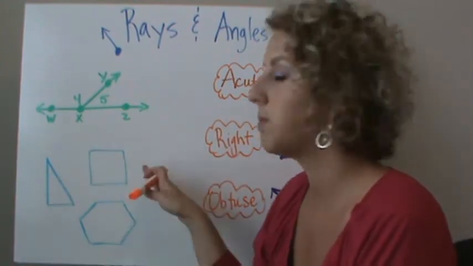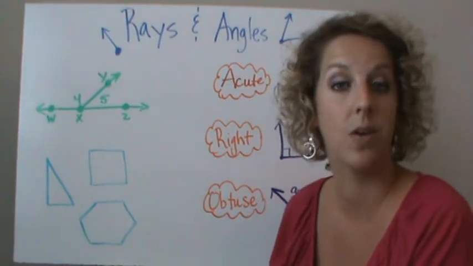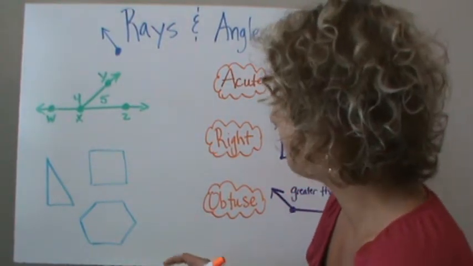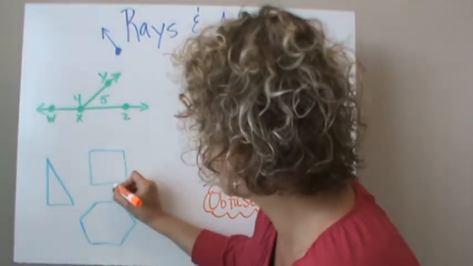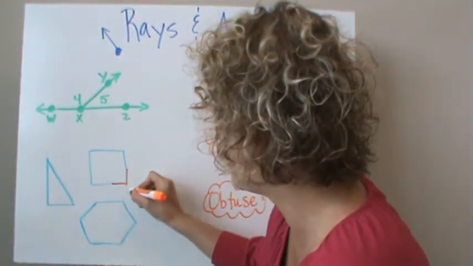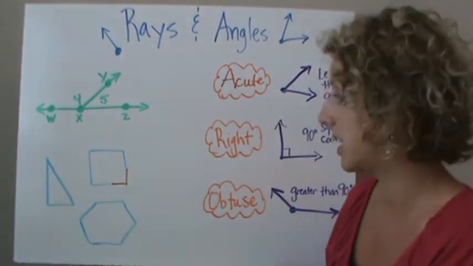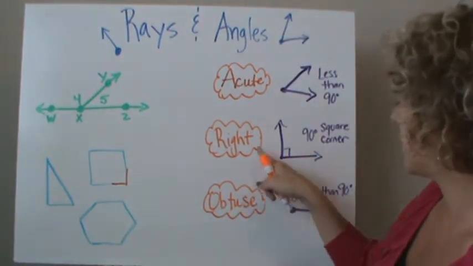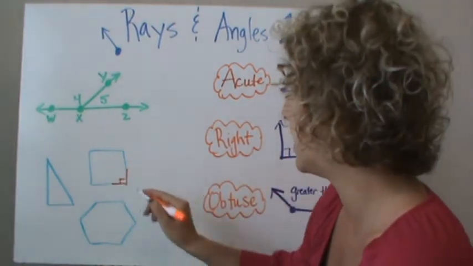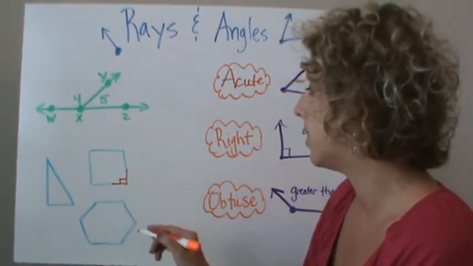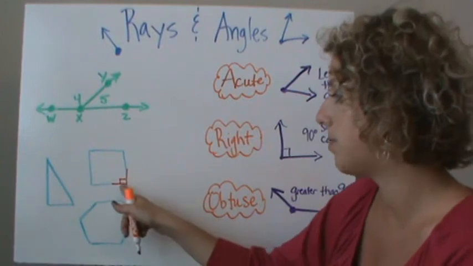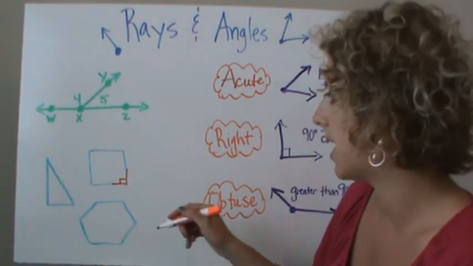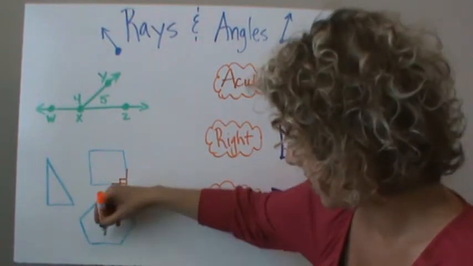So if we look at these three shapes here, let's see which angles we can find. All right, so this is a square. Now if we look, this angle, wow, that is perfectly square, which we would call a right angle. And anytime you're showing that it's a right angle, you want to mark that little box to prove that it's a right angle.